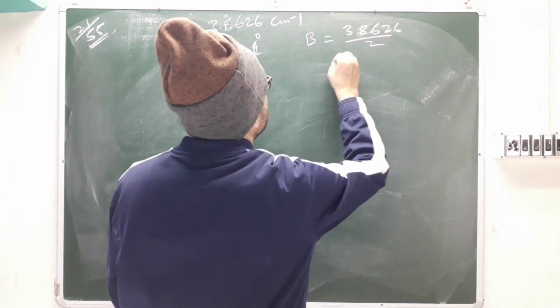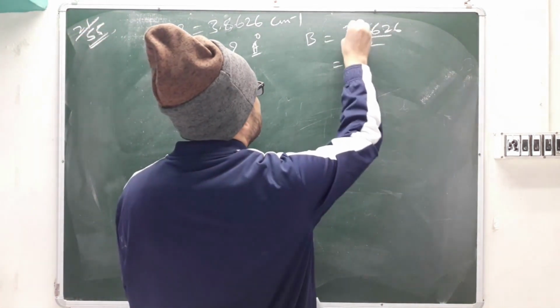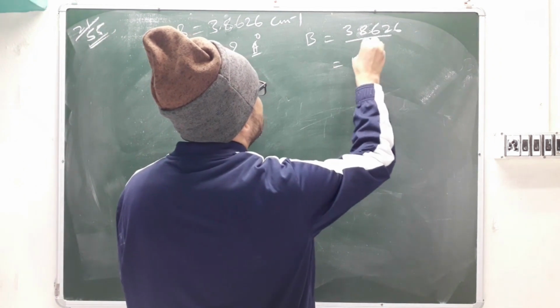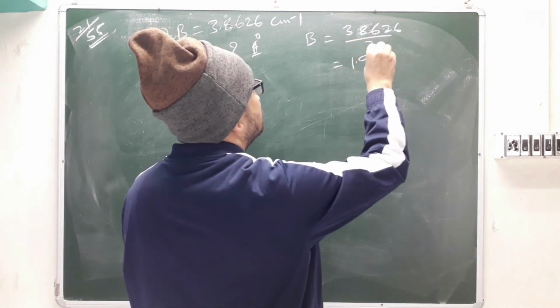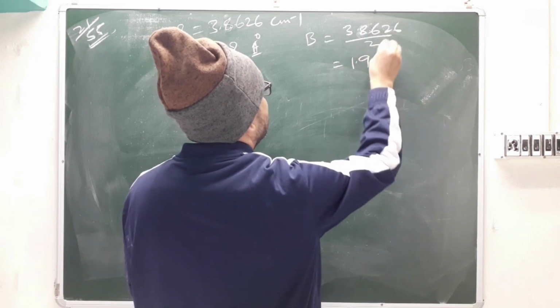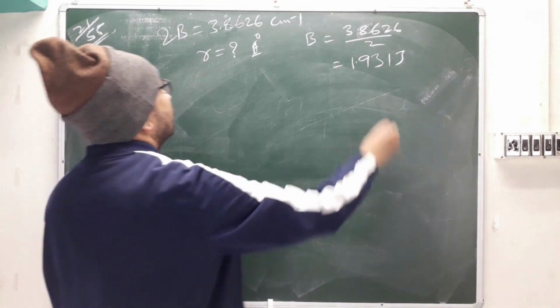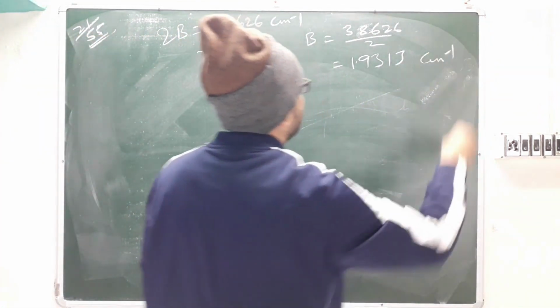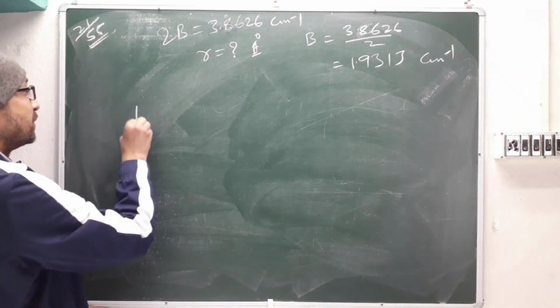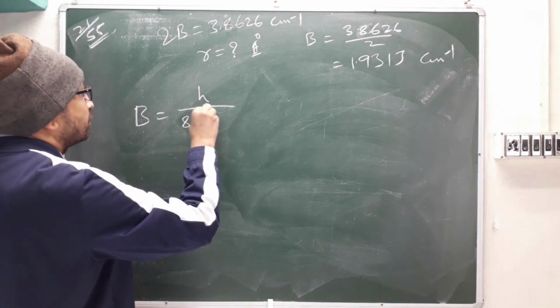3.8626 divided by 2. How much will it be? 1.9313. Okay, this will be your value for B. And now we know the formula of B. B is h / 8 pi square mu r square c.